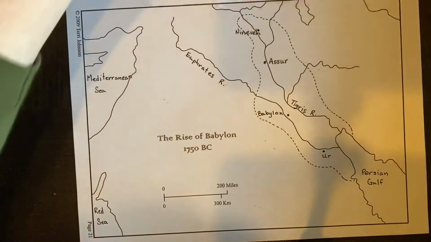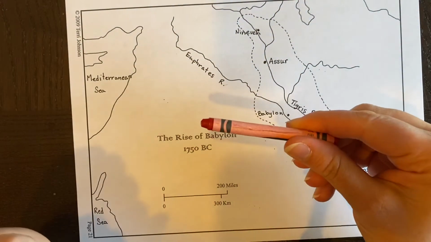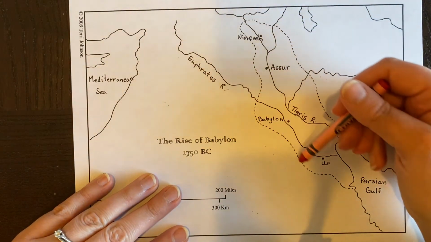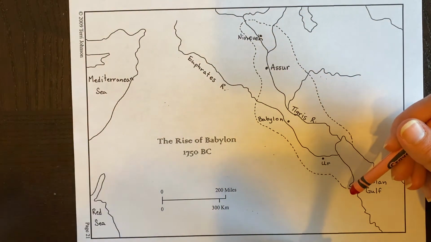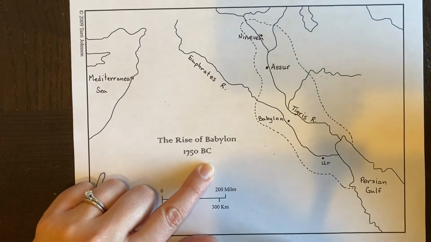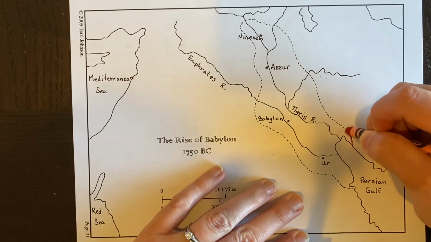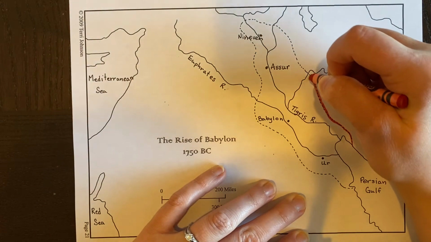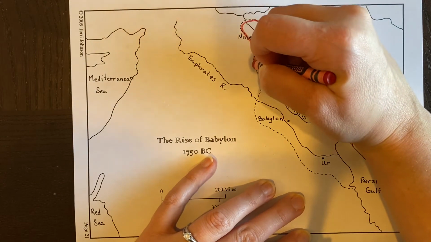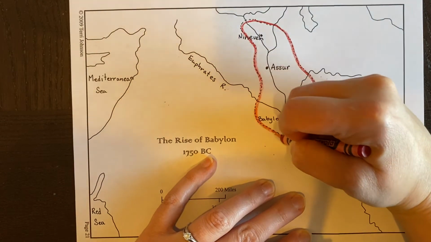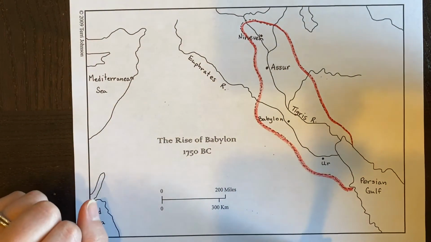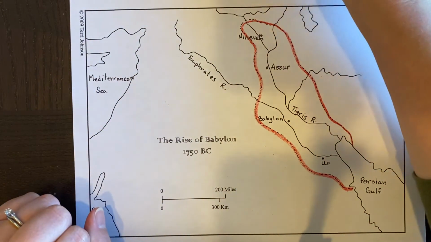So set that aside and get your red crayon or colored pencil. Now this dotted line is the outline of where the Babylonian Empire existed at its height in about 1750 BC. So we're going to trace this dotted line with our red, and that just shows all the land that Babylon controlled at that time in history. We don't need that crayon anymore.